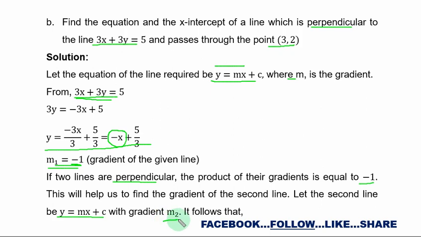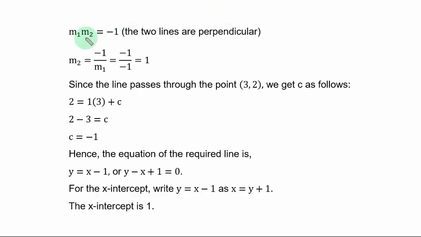What it means is that to get m2, if you multiply m1 by m2, the product is equal to -1 because the two lines are perpendicular. So this is what you have here. We are interested in m2, so divide through by m1. You have this result. Now m1 is -1. If you divide -1 by -1, you have +1.